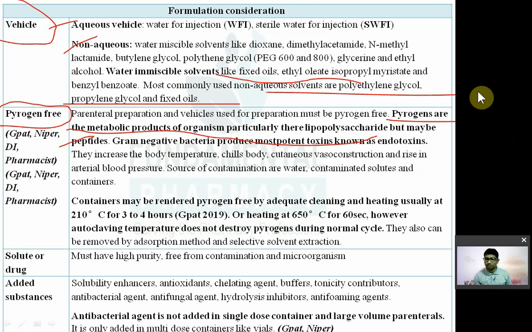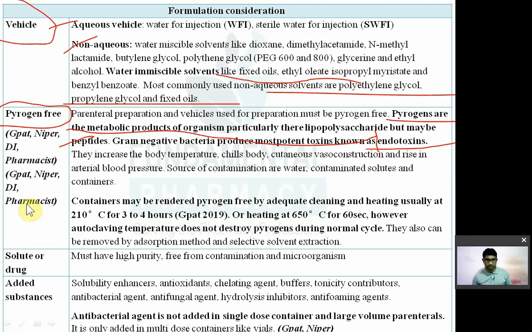इसके ऊपर क्वेश्चन आता जाता है. Chemically they are lipopolysaccharide, but they might sometimes be proteins or peptides in nature. Remember, gram negative bacteria produce the most potent toxin, known as endotoxin. ग्राम नेगेटिव बैक्टीरिया जो होते हैं वो एक टॉक्सिन प्रोड्यूस करते हैं, वो बहुत ही पोटेंट होता है. So that is known as endotoxin. That's why the endotoxin test is there. An endotoxin limit is there for the vehicle as well as your injection.